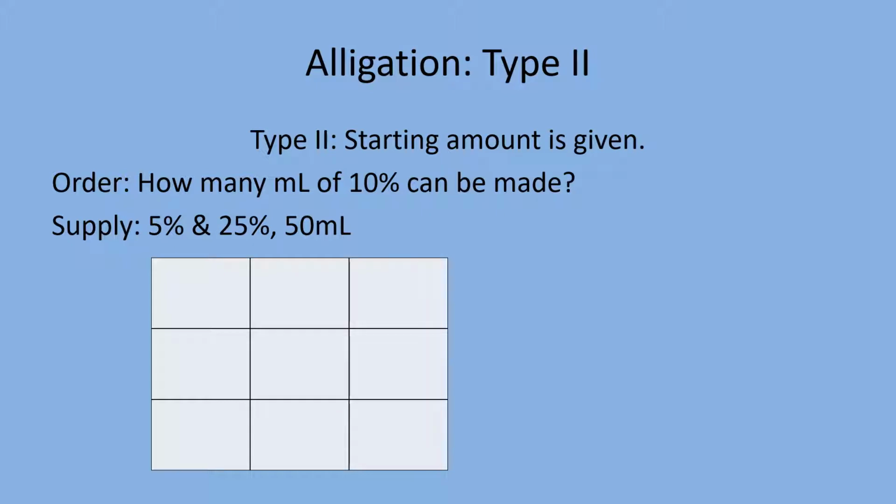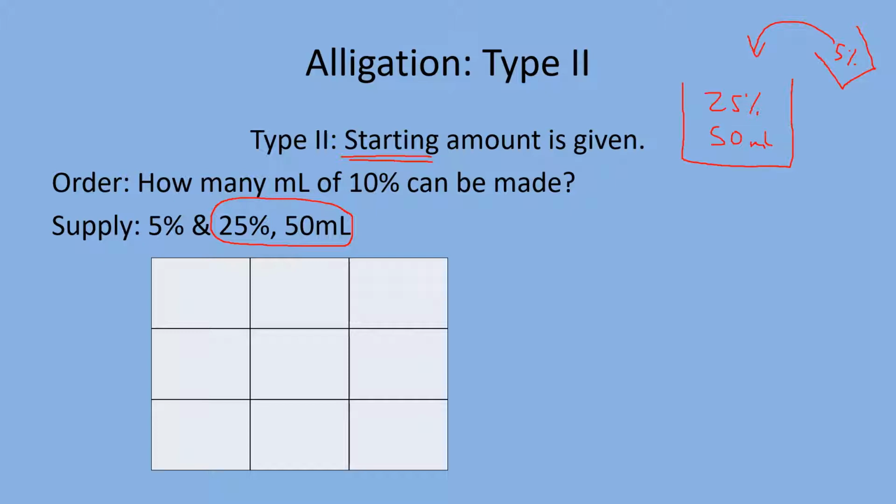All right, in type 2, you're given a starting amount. So in type 1, you're given an ending amount. Here they're telling us, you know what, use up all of this 25%. And there's only 50 mLs of it. So what we got here is 50 mLs of 25%. And they're telling us, hey, pour in some 5%. But we don't know how much.